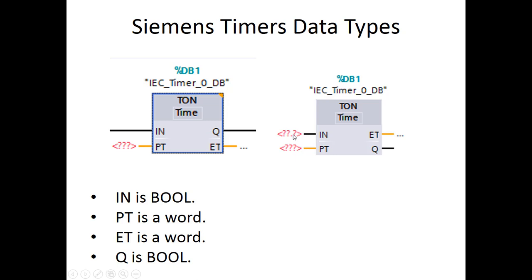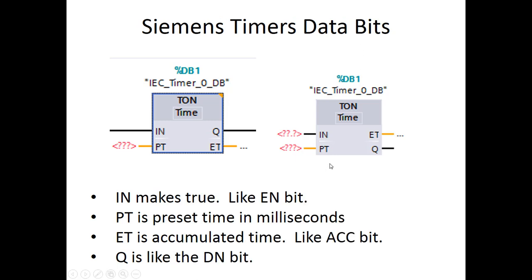And same thing here, ET. This is going to return a value of how long it's timing. It's going to be in seconds, so that is going to be a word, because it's not off and on. It's going to have some actual value. And then Q corresponds to a Boolean. Is it done, or is it on or off? Is it done timing, or is it not timing? So those are the data types associated with these timers.